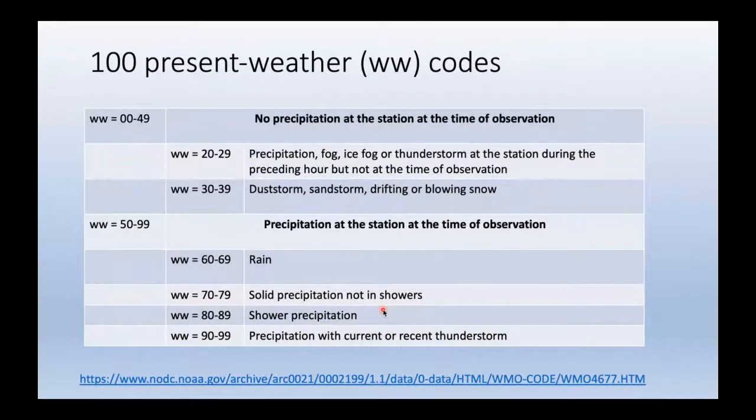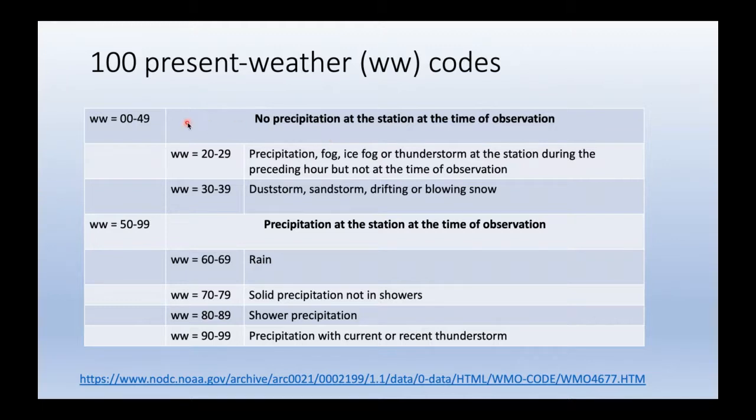All right, let me drill down a little bit into these present weather codes because they're central to everything that happens going forward, although for the later work that I do, I haven't utilized all the detailed information that's in here. As I said, there's 100 present weather codes starting with 00 and going up through 99. And these are grouped according to different categories of phenomena. The 00 through 49 are all associated with no precipitation at the station at the time of the observation.